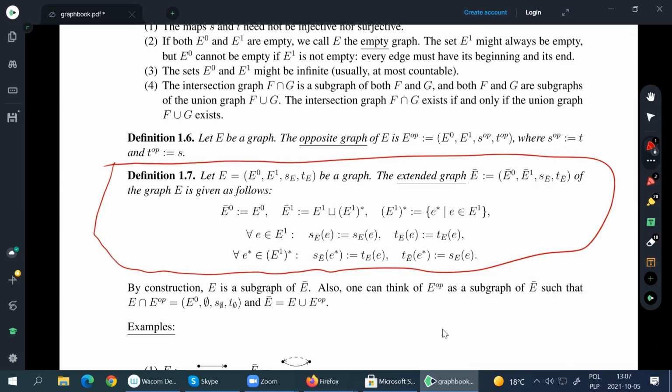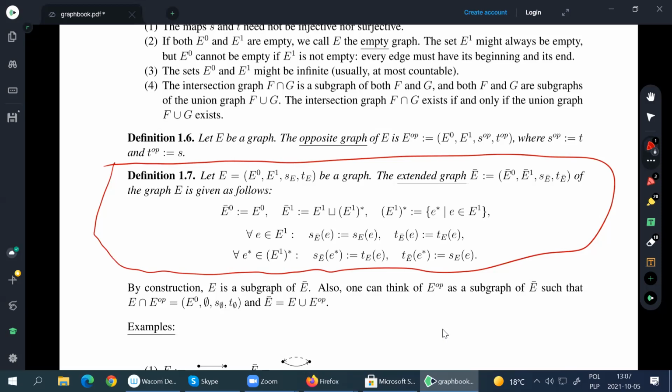Okay, so we start with an arbitrary graph. And what is the extended graph? Well, before pointing to the formulas, let me just say what the idea is. The idea is that we keep vertices as they are, but to every arrow, we associate its ghost, an arrow going in the opposite direction, okay?